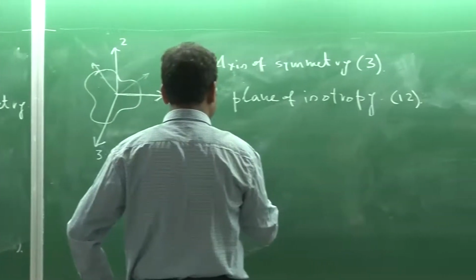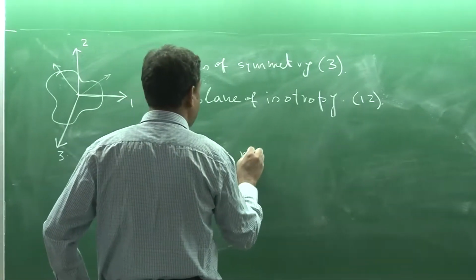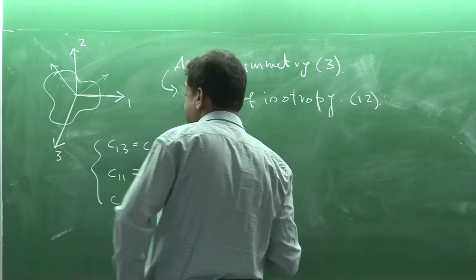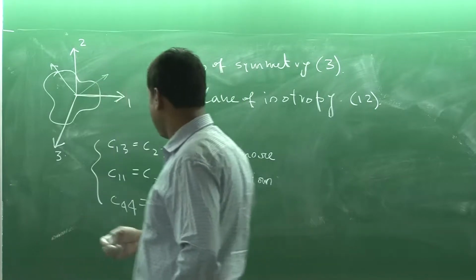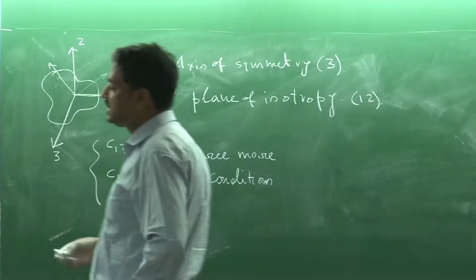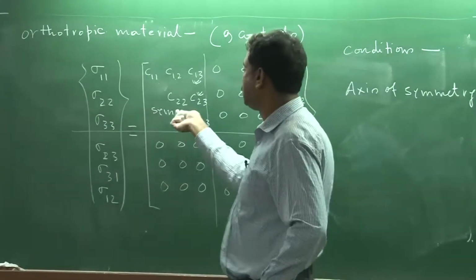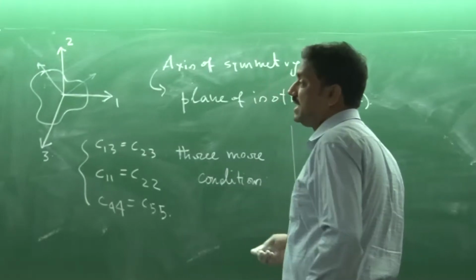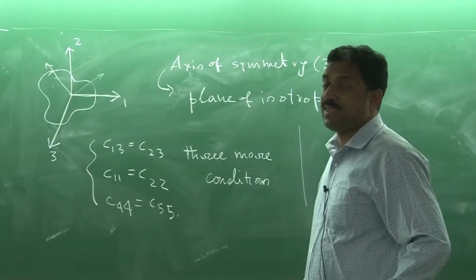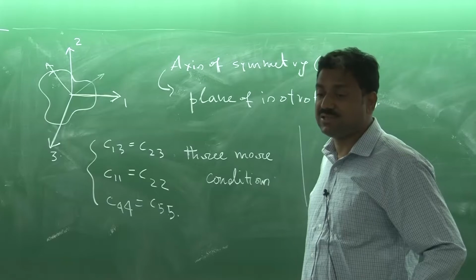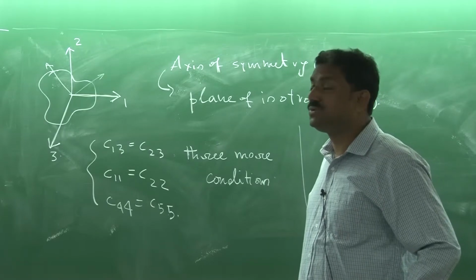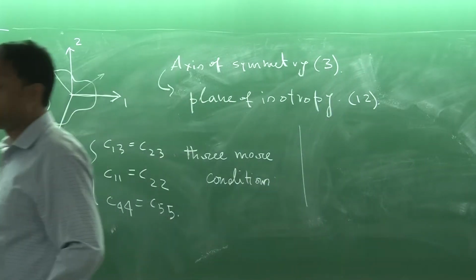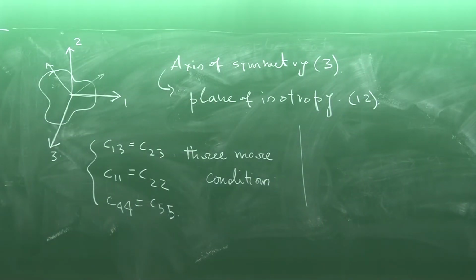3 more conditions are coming, 1 more condition will come. I am going to show you in the next class, because C66 can be expressed in terms of C11 and C12. One more condition will come, that I am going to express in the next class, but do you understand until now? So, by using plane of symmetry and the axis of symmetry, we are able to reduce the number of elastic coefficients for a linearly elastic material. Until now, that is all for today, later we will speak. Thank you very much.